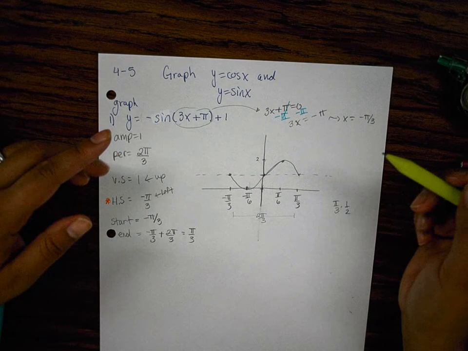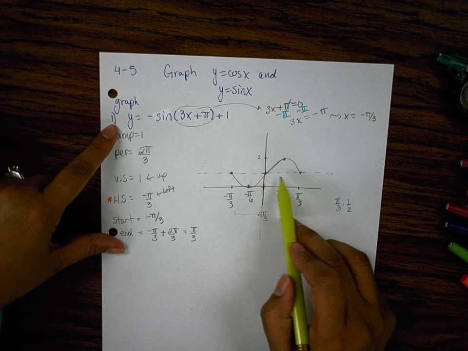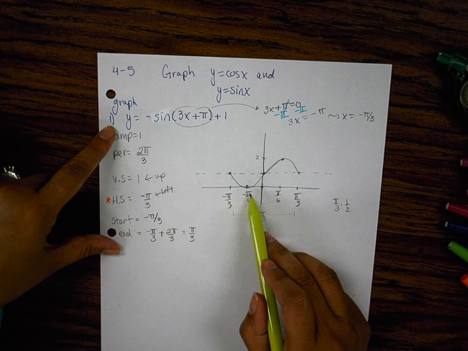Now again, if they ask you what are your zeros, these are not zeros, those are the fake zeros. You only have one 0, and it's negative pi over 6.